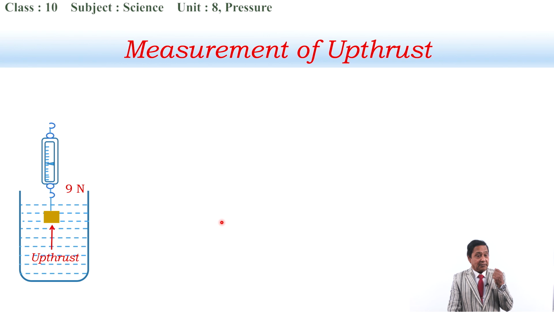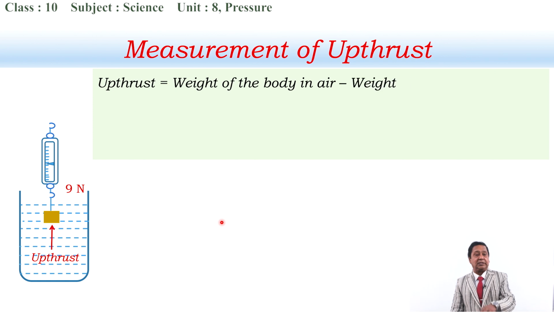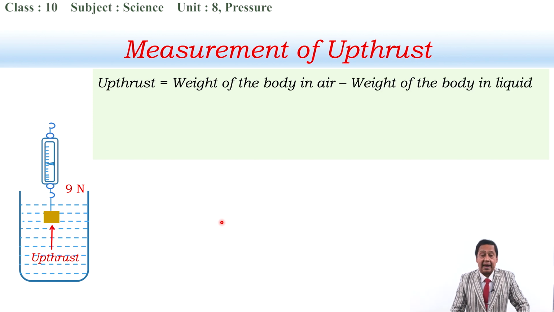Now we have one piece of information. Weight of a body in air is more. Weight of the body in water is less because of what? Upthrust. Now what amount of weight is reduced here? 1 Newton. And this 1 Newton is upthrust. So we can say that upthrust is equal to weight of the body in air minus weight of the body in liquid. What an easy matter.